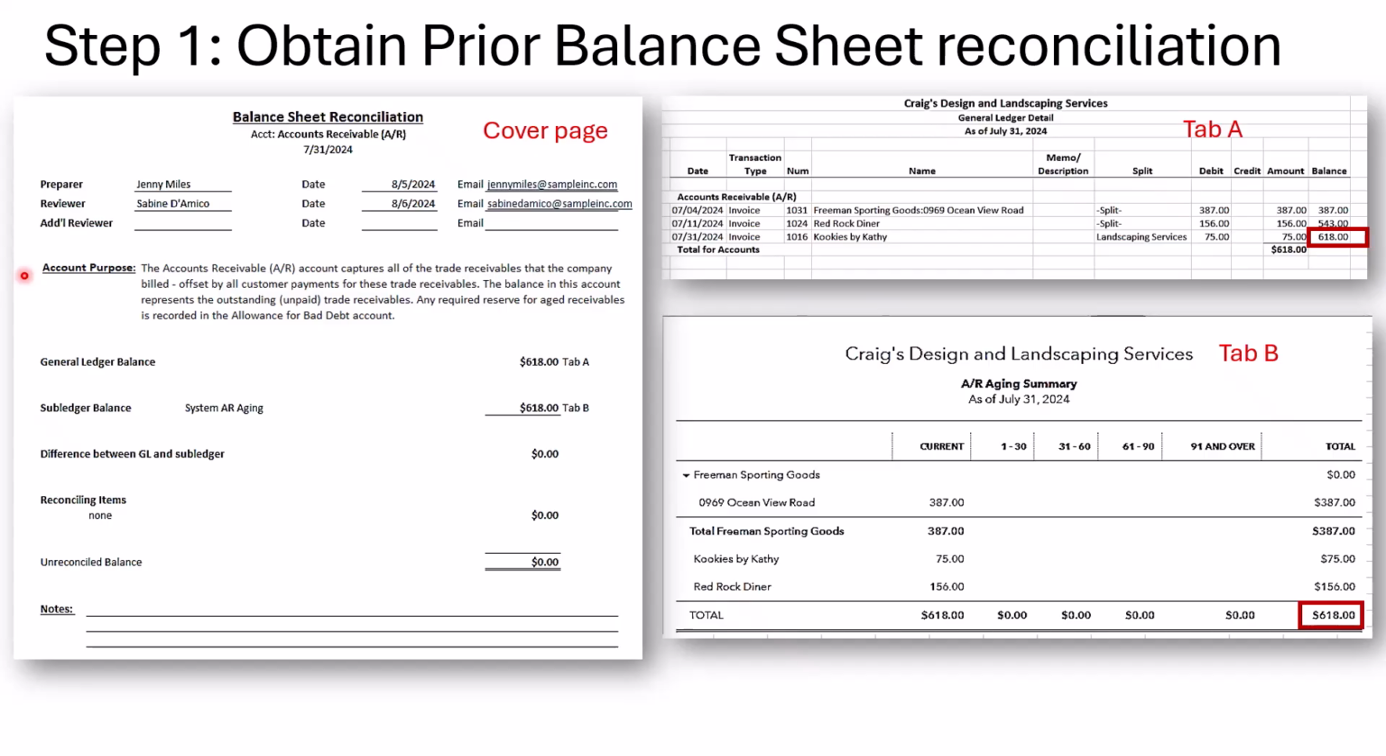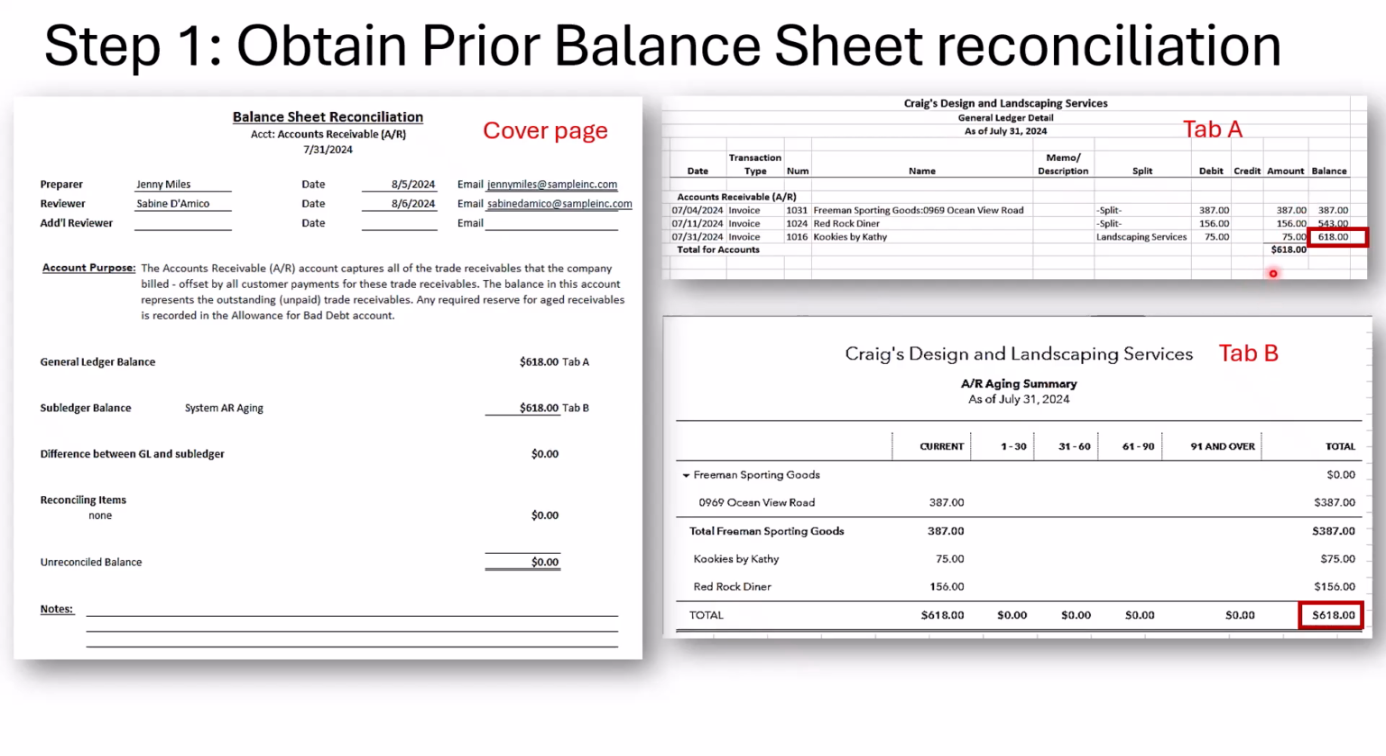Next, we can see the general ledger balance of $618. Next to it, we see the reference to tab A, which means that tab A of the workbook has the details for the general ledger. Tab A shows us the general ledger detail activity, including the ending balance of $618. We can see that this must be a new company because there is no beginning balance, and the ending balance consists of the 3 debits to this account.